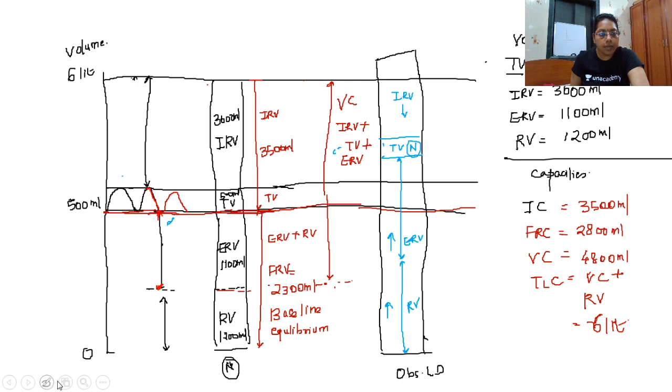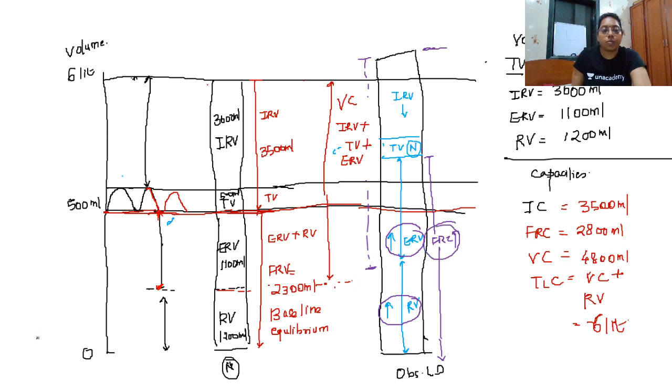So if you see, the functional residual capacity is increasing in obstructive lung diseases, and the vital capacity is more or less remaining the same. I'll show it over here. More or less remains the same. So what is increased is expiratory reserve volume, residual volume, functional residual capacity in obstructive lung diseases.